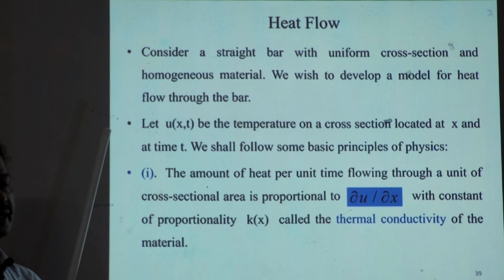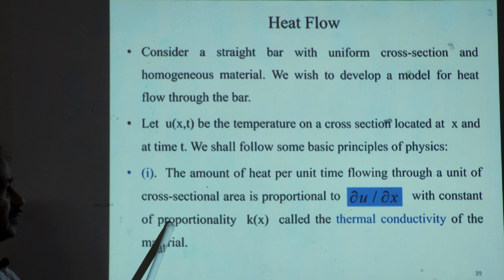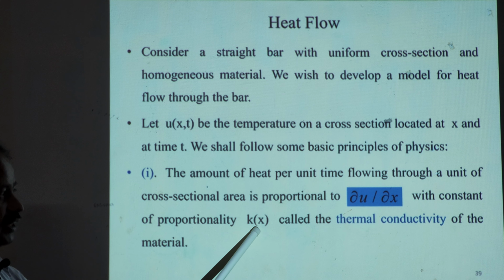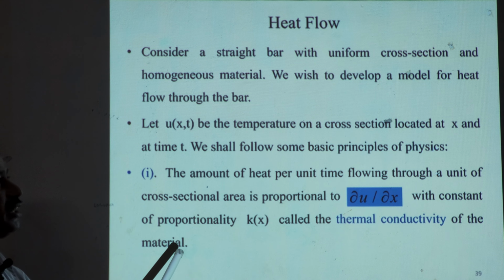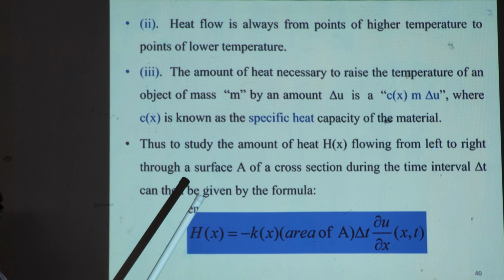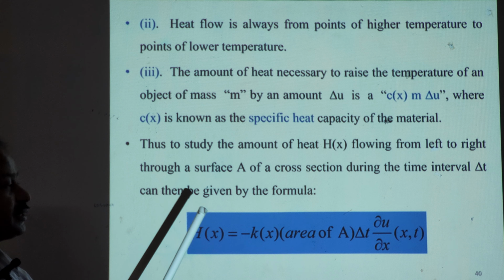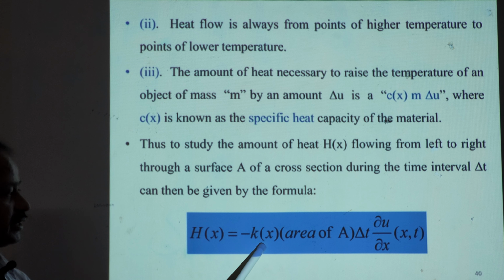The amount of heat per unit time flowing through a unit cross-sectional area is proportional to du by dx with a constant of proportionality k of x called the thermal conductivity of the material. So this is the definition and the expression for your thermal conductivity. Heat flow in the slab depends on the thermal conductivity.